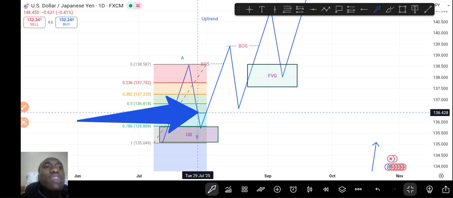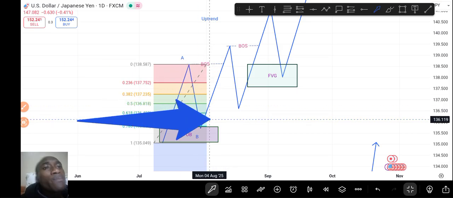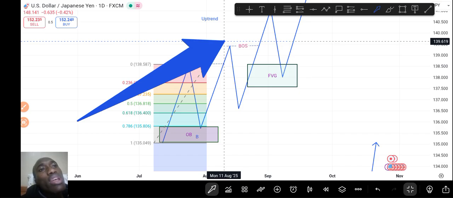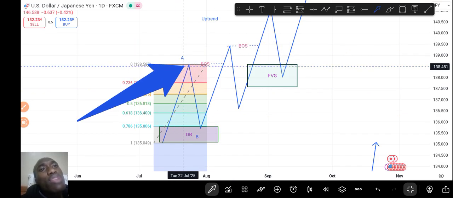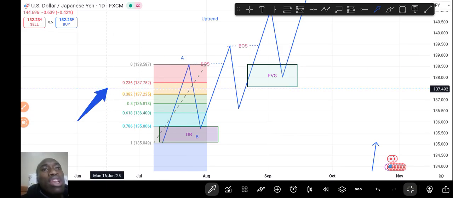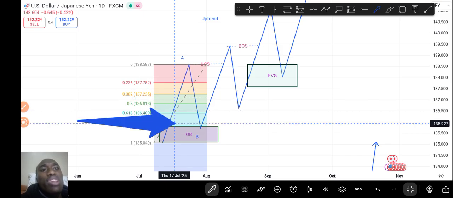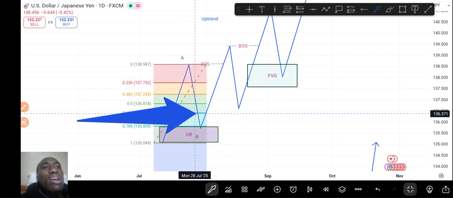a change of character to the upside. I'll talk about the change of character, so don't worry. We'll check for a change of character and then we do what? We buy to the upside. Always buy from discount and then sell from the premium levels. You cannot buy when prices are high. We wait for prices to be low and then we buy from lower prices to the upside.